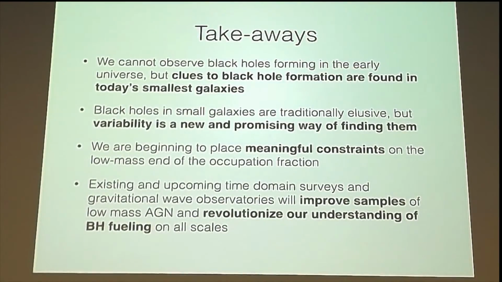Okay, so just a few takeaways. We can't observe black holes forming in the very early universe, but clues to the formation of supermassive black holes can be found in today's smallest galaxies. These are traditionally elusive systems and they're hard to find, but variability is a new and very promising way of finding these black holes in small galaxies. Using these results, we can start to place meaningful constraints on the low mass end of the occupation fraction, or the fraction of galaxies that contain black holes.